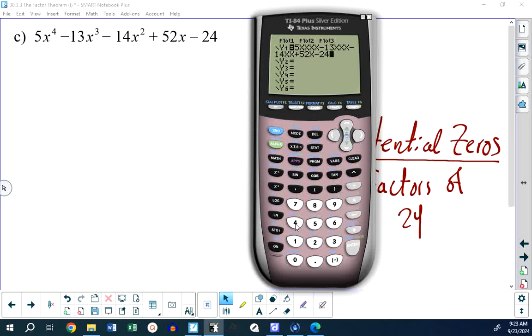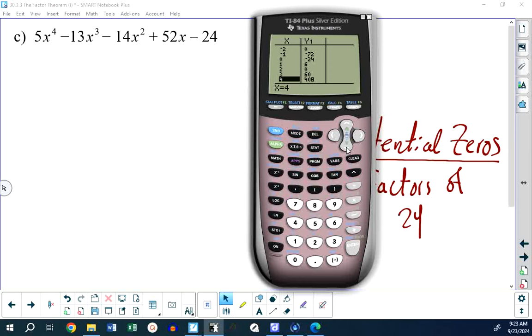And let's play real dumb here. I don't want to write everything down, but right now my table is on automatic, so I should be able to find more than one, right? Negative 2 is a 0. 2 is a 0. I've got two zeros, and because it's degree 4, I have to extract two linear factors. Well, there they are: x plus 2 and x minus 2.